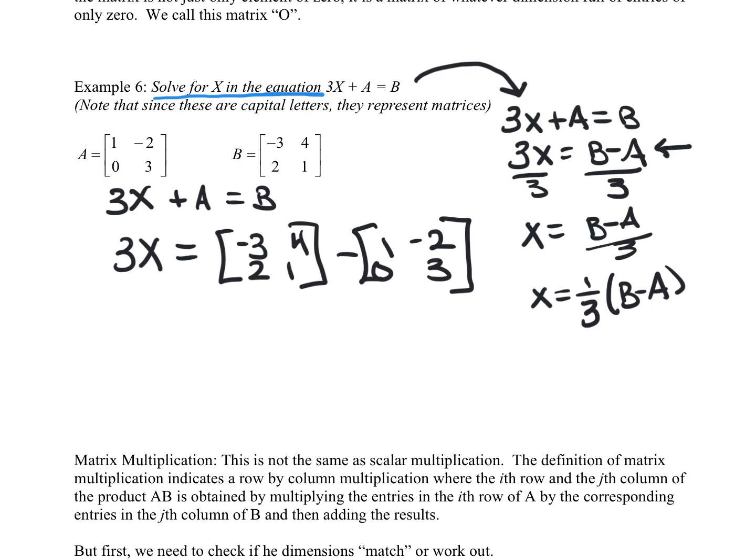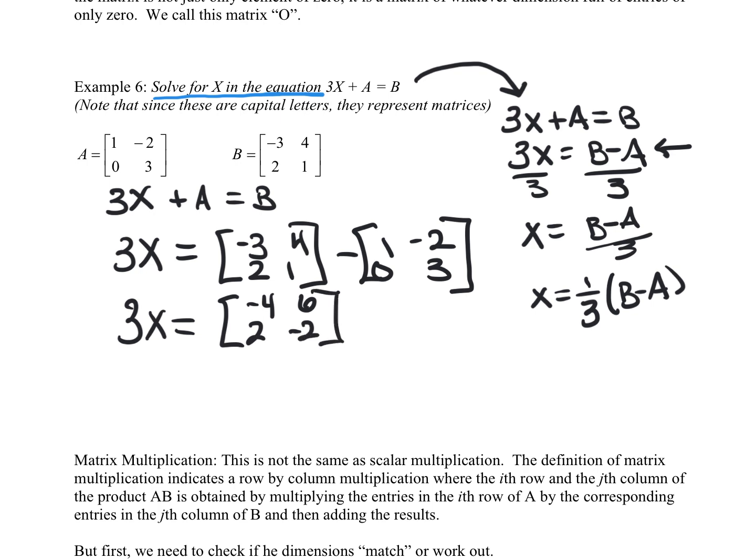These are both 2 by 2 matrices. They are square matrices, and because they have the same dimensions, you can subtract them. So I have 3X equals, and I'm going to subtract these. So negative 3 minus 1 is negative 4. 4 minus negative 2 is a plus, which makes a 6. 2 minus 0 is 2, and 1 minus 3 is negative 2.